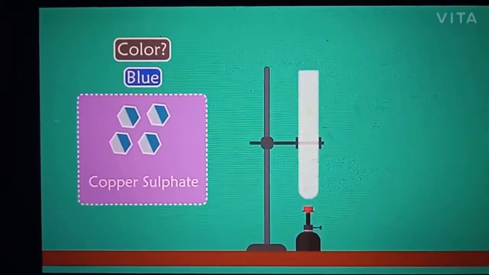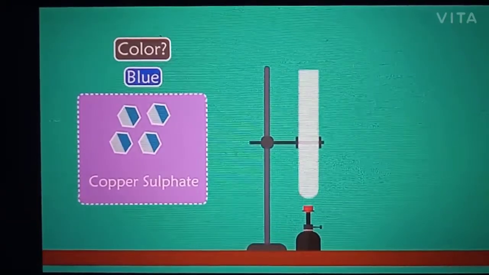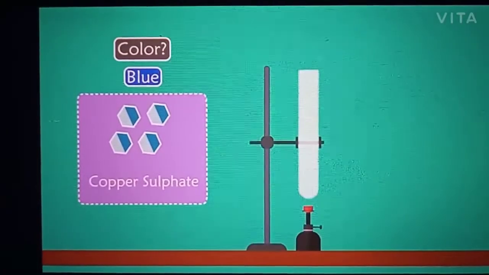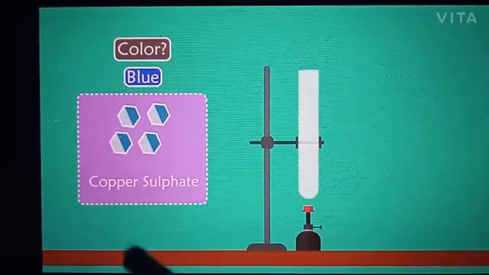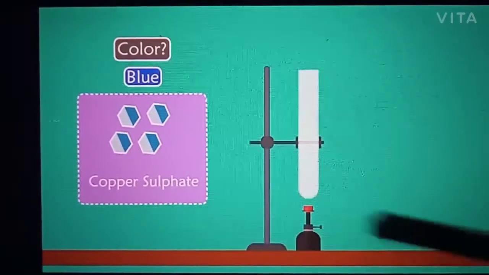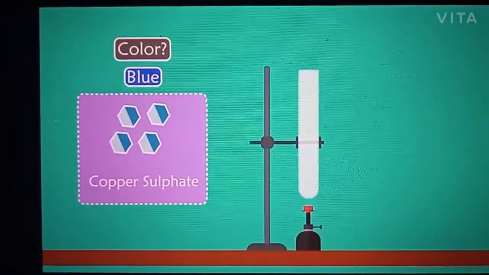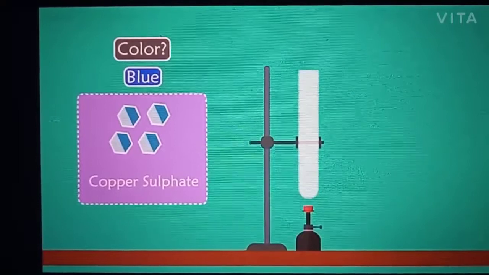Okay, the first salt we are taking here is copper sulfate. Copper sulfate is blue in color. Always remember, copper compounds are blue in color. We will take the copper sulfate in the test tube, and after that we will heat it, observe, and write down what we see.